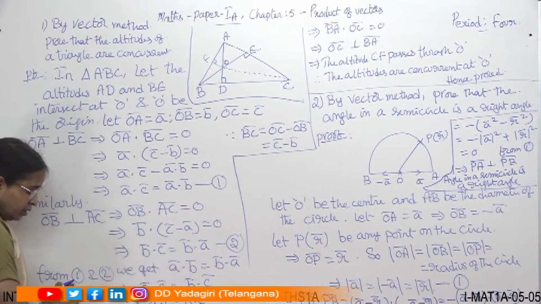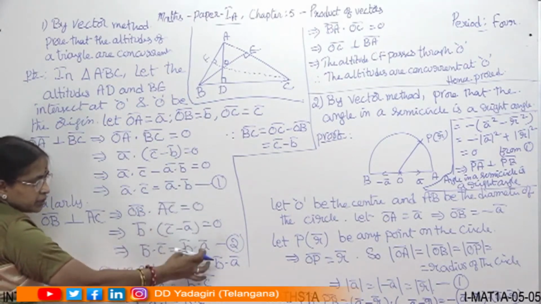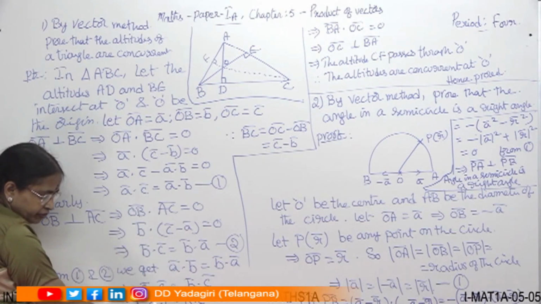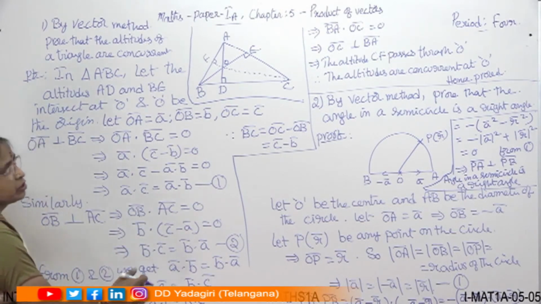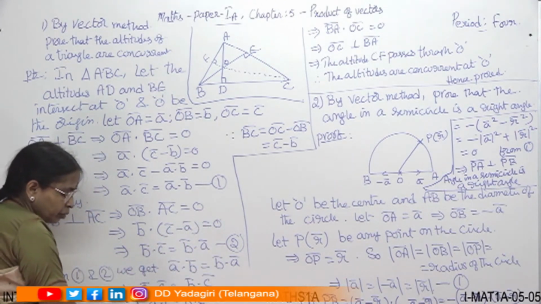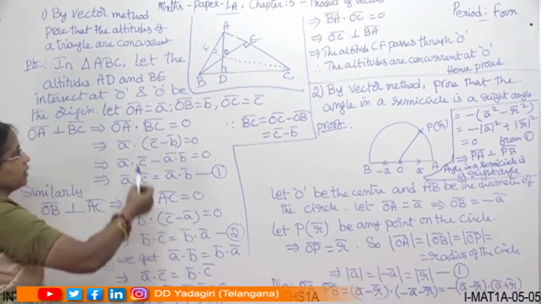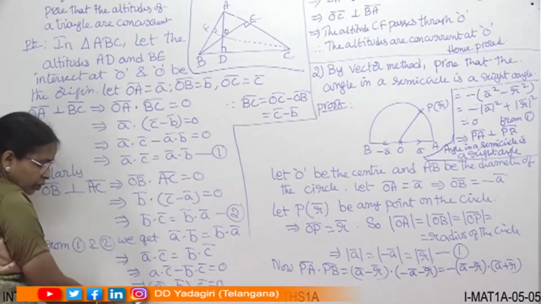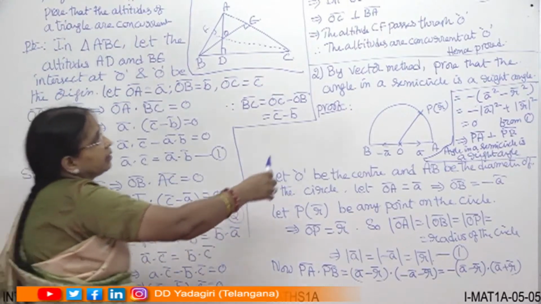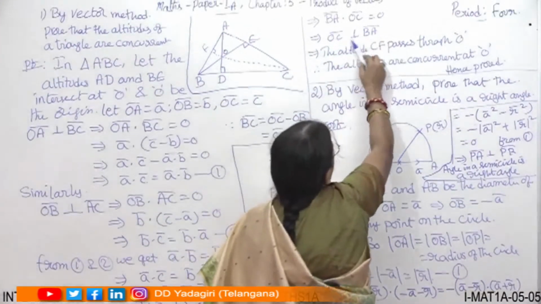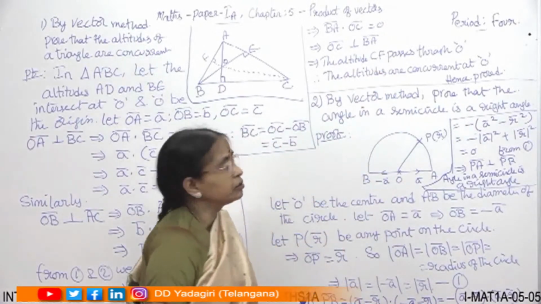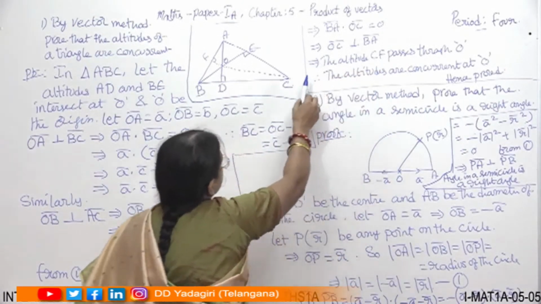You'll get like this. So from these two, A dot B is same as B dot A. So these two should be equal. So when you simplify, you get like this. So from these two, you can say that A minus B is nothing but BA vector. OA minus OB means BA vector. BA and OC is C. So their dot product is 0. So they are perpendicular.